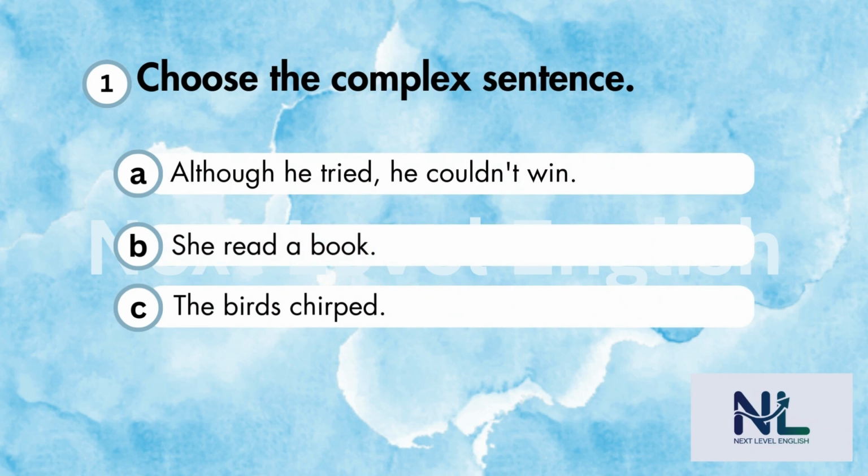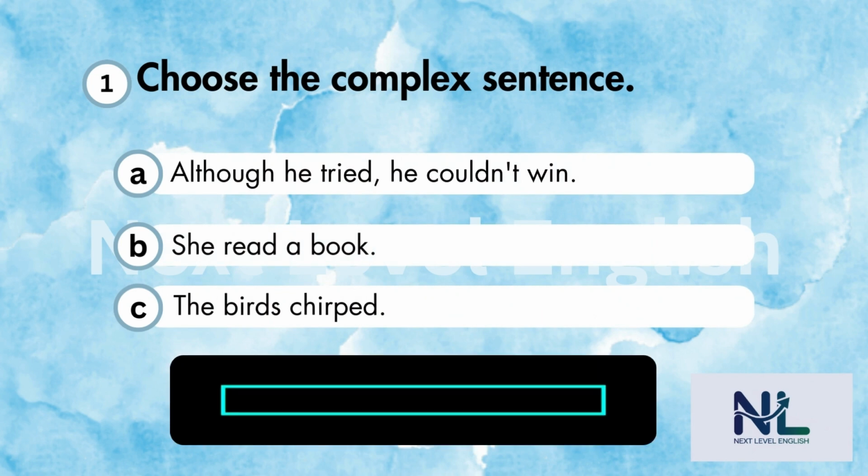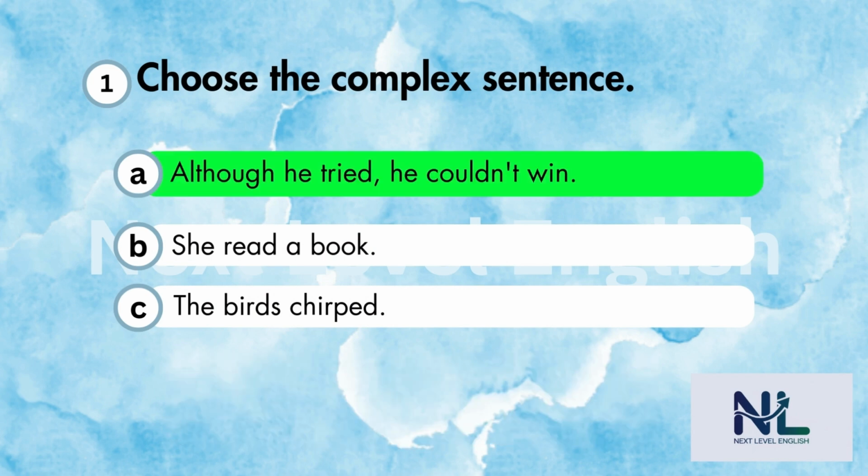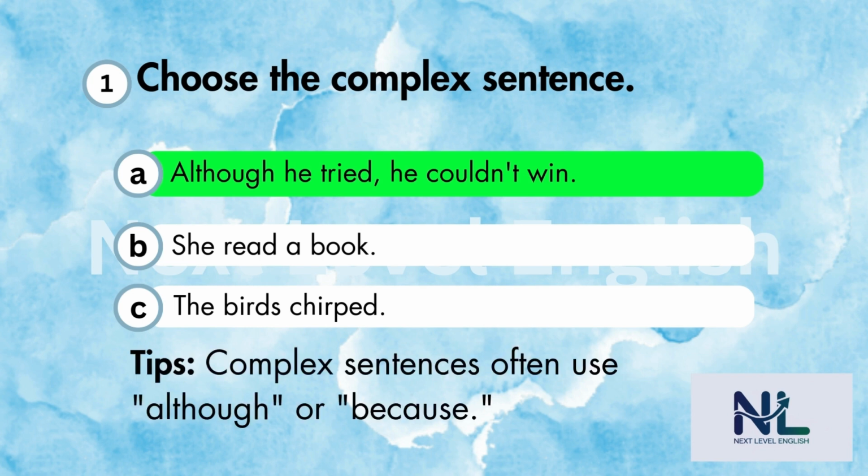1. Choose the complex sentence. Although he tried, he couldn't win. Tips: complex sentences often use although or because.